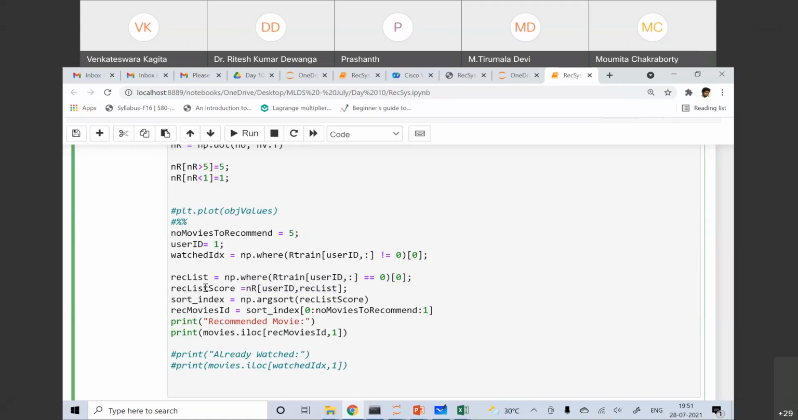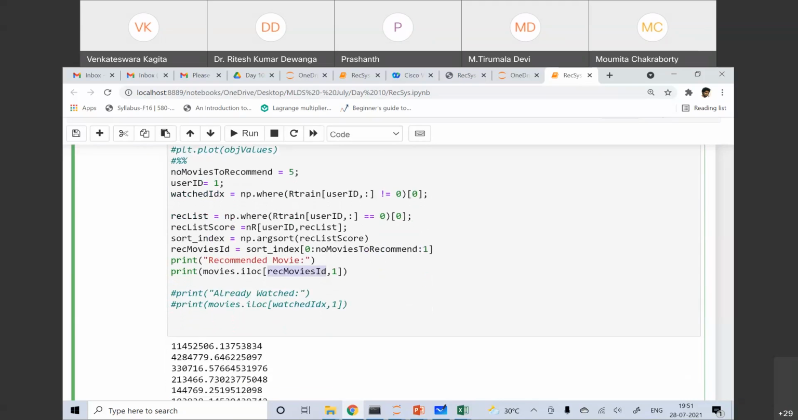So you take the recommendation list scores, and finally you sort the list. After sorting the list, you take the top K movies, which is the number of movies to recommend. This is what you pick as the recommendation movies and print them from the movies file. You give these recommended movie IDs and pick them up, right?